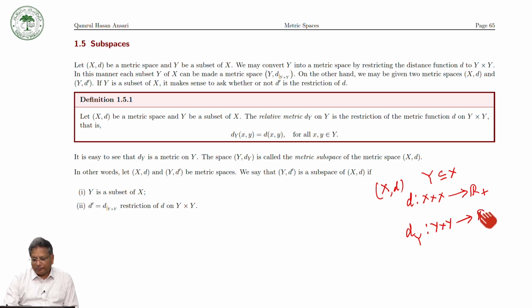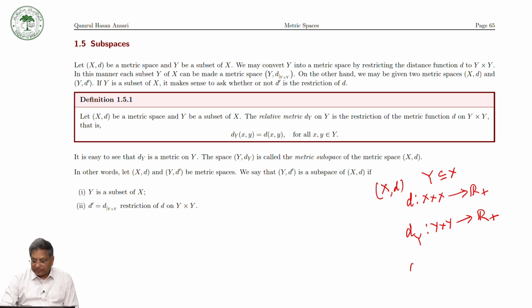So what does it mean? Restriction means the value of the function for all the points x, y in Y cross Y is the same as the value of d on Y cross Y.